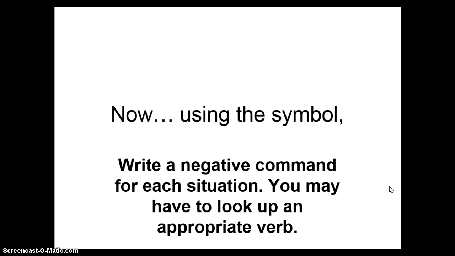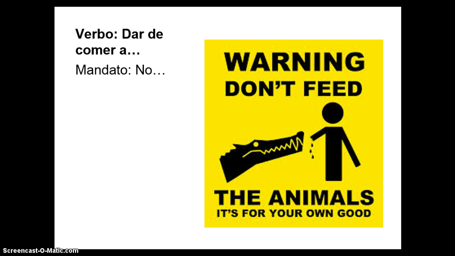Now, using the symbol given in each of the following pictures, write a negative command for each situation. You may have to look up an appropriate verb here and there, and in some cases, I've given you the verb. So I'm going to go through these, pause after each one, and write in your commands in the space given or on your separate sheet of paper, depending on whether you have a window open with this PowerPoint. And the verb is dar de comer. So make your negative command.